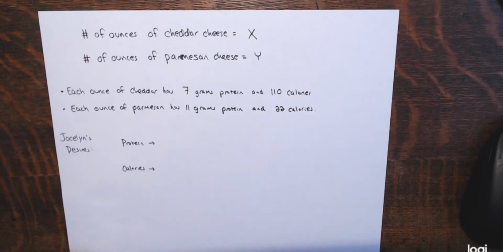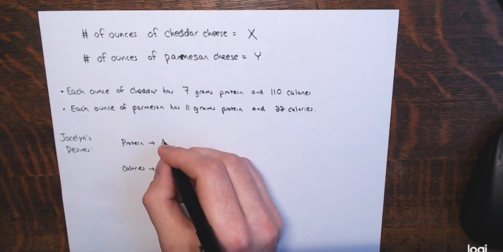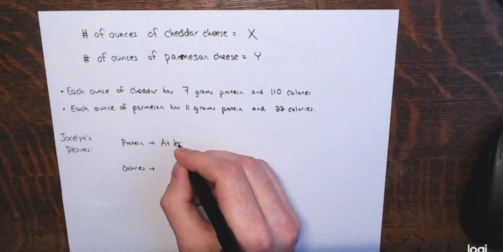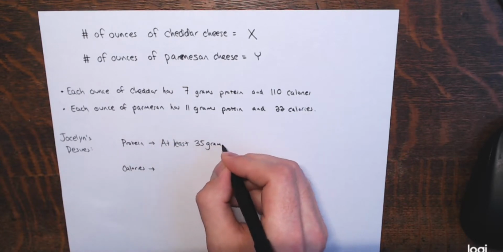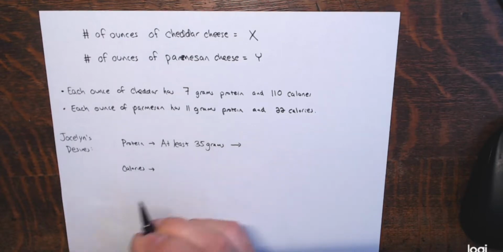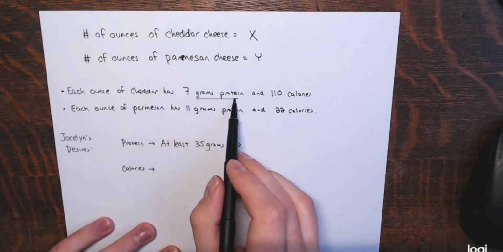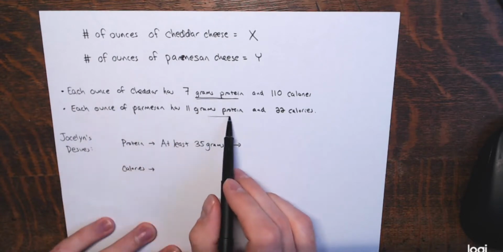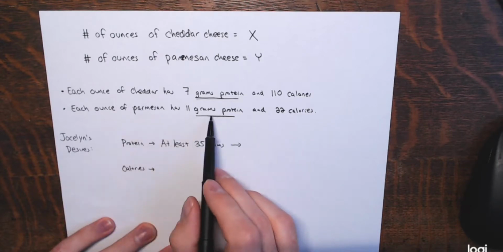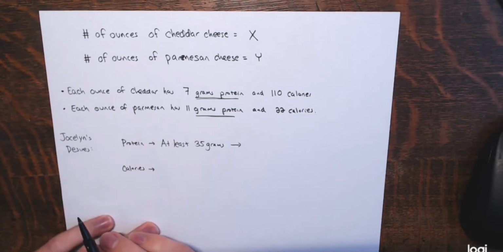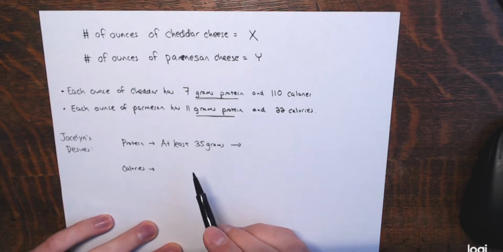So the protein intake, she desires to have at least 35 grams of protein each day, at least 35 grams from this cheese, right? Now this leads me to an inequality. We talk about the protein, right? Each ounce of cheddar has 7 grams of protein, and each ounce of Parmesan has 11 grams of protein. So we can make a little protein inequality here.